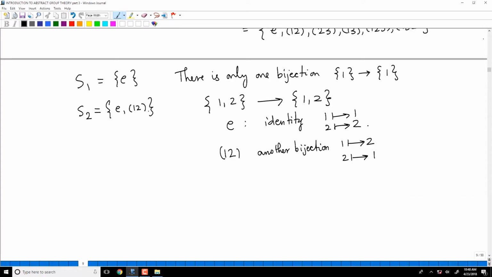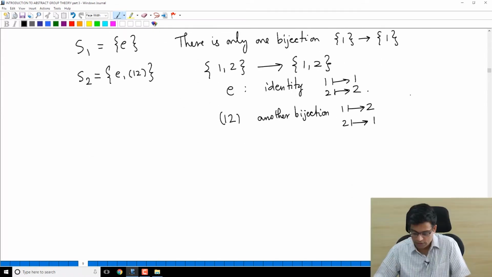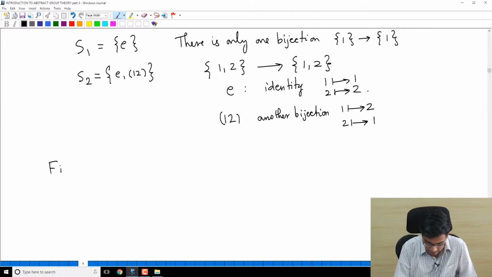And of course S3 I have written here is these 6 elements. S4 will have more elements, it will be bijections of 1 2 3 4, and S5 will be bijections of 1 2 3 4 5, and so on. So the first question, let us settle this first: what is the order of Sn?